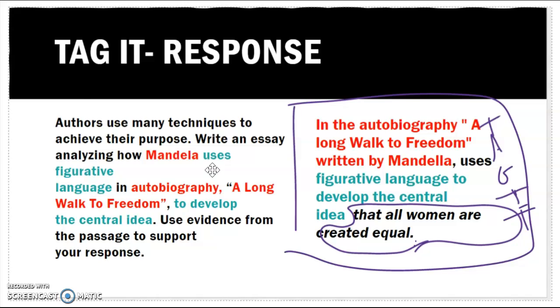So first, find your title, which is A Long Walk to Freedom. Your author, Mandela, because it's saying that it is an autobiography, and our genre is an autobiography. So you take that, then you find the information that it's asking for, uses figurative language to develop the central idea, and you take all that, you write it in one sentence, and you add your answer, which is your thoughts. So that is the first thing you need to do in your TDA.